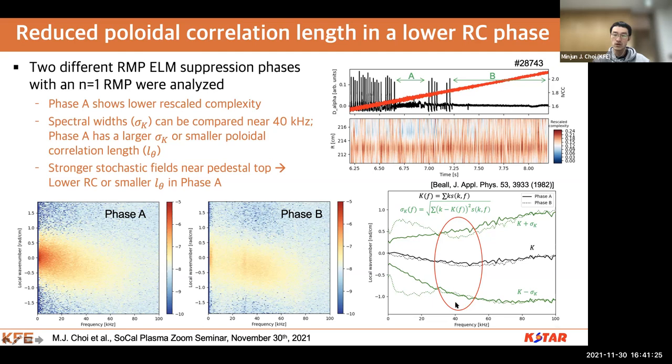The result near 40 kilohertz shows that in phase A, this width is larger than in phase B. A larger spectral width means a smaller correlation length, and this smaller correlation length is consistent with a lower complexity value, if we consider that the strong stochastic field is the origin of these two phenomena. But as I said before, this spectral analysis may contain some other contribution from instrumental noise, or there is a possibility that the type of micro-instability is changed, although they show very similar dispersion in this plot. So it's not conclusive.